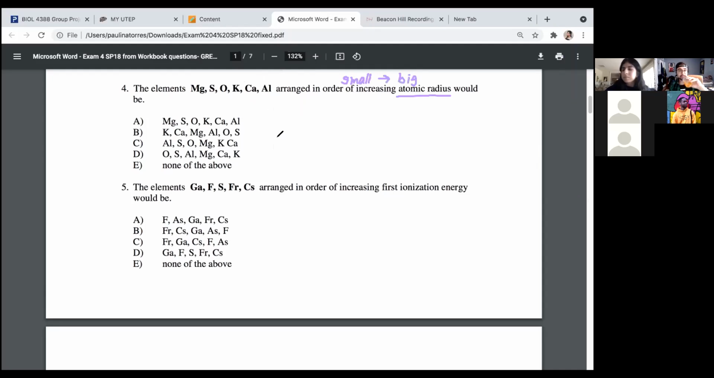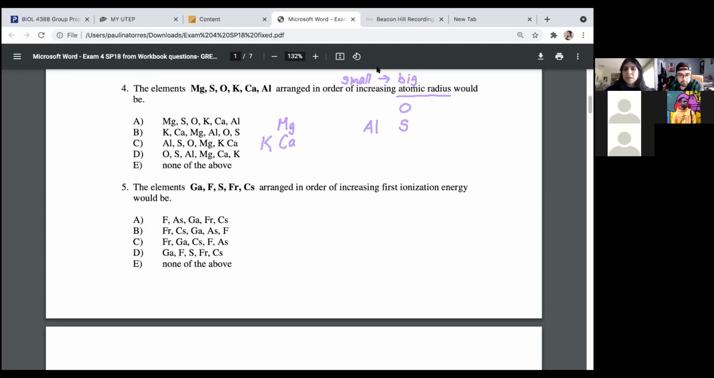All right. So we have magnesium, it's over here. We have sulfur in the same period. We have oxygen on top of sulfur. We have potassium over here. We have calcium here. And finally, aluminum, right here. Okay. So we just talked about this trend.